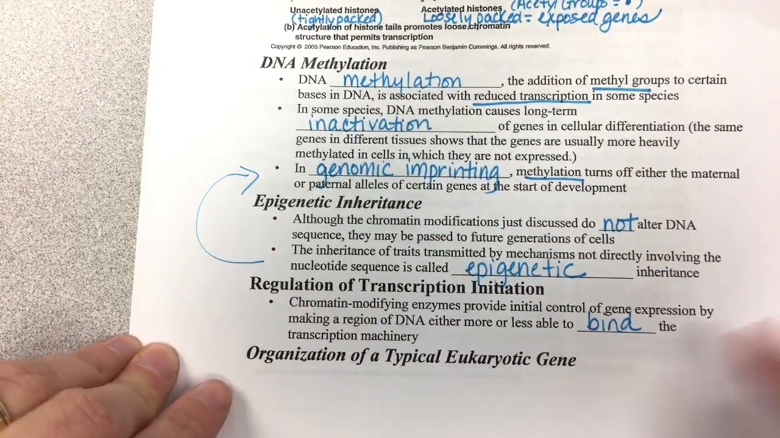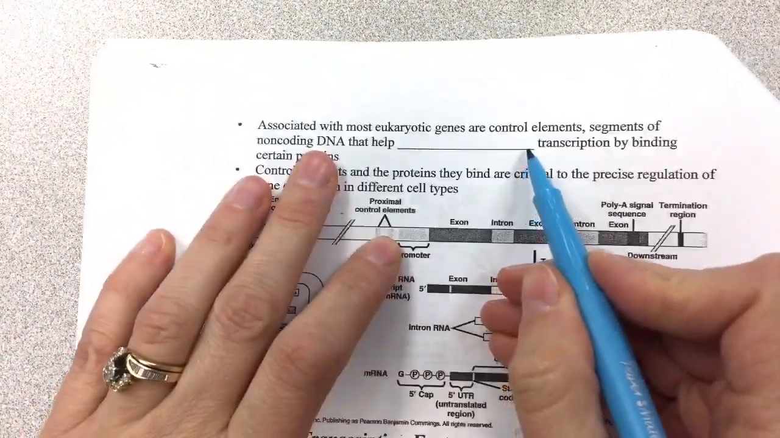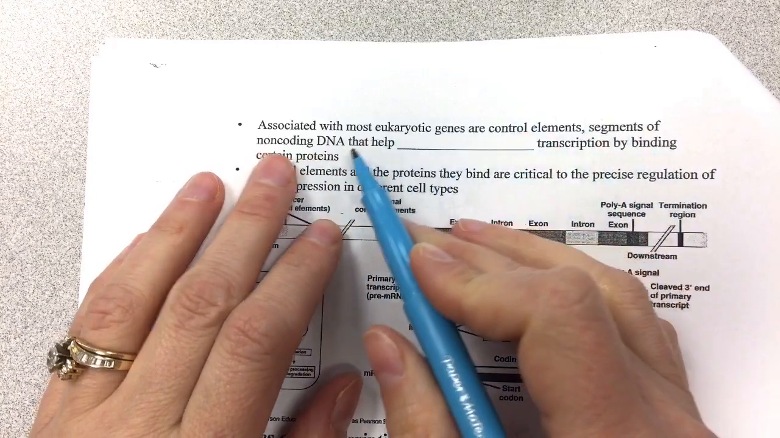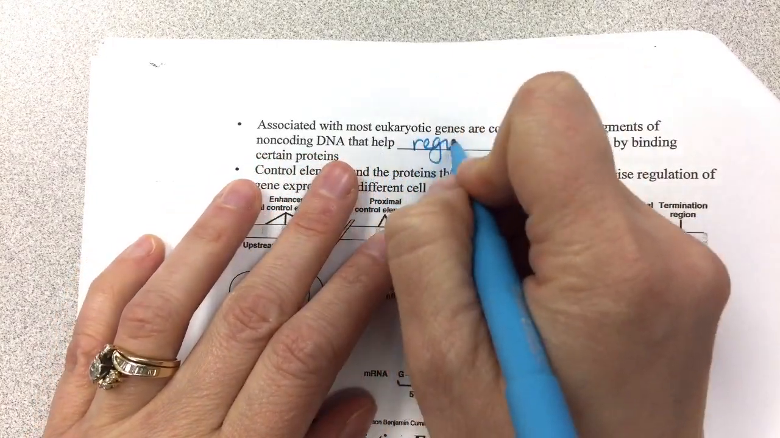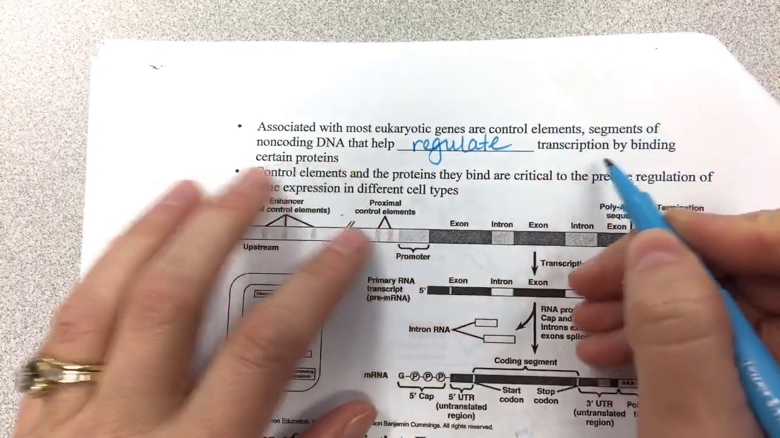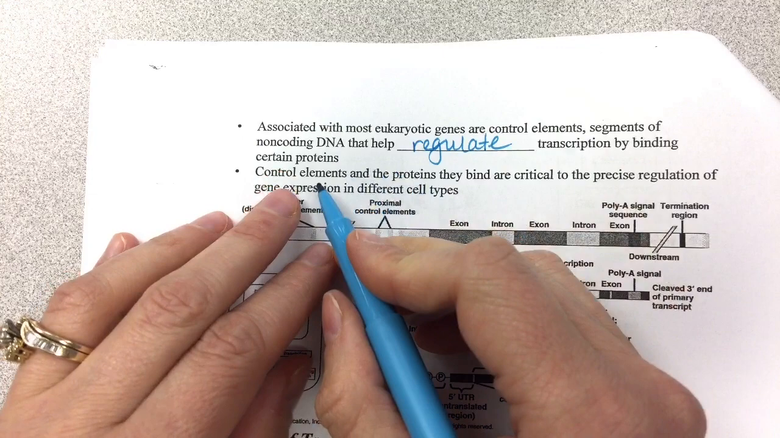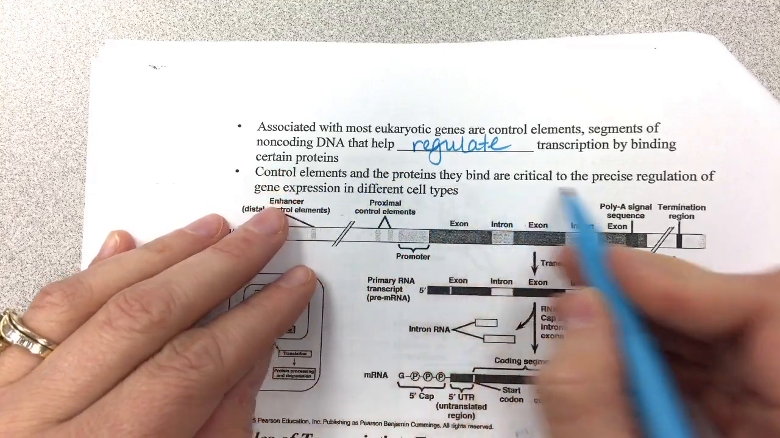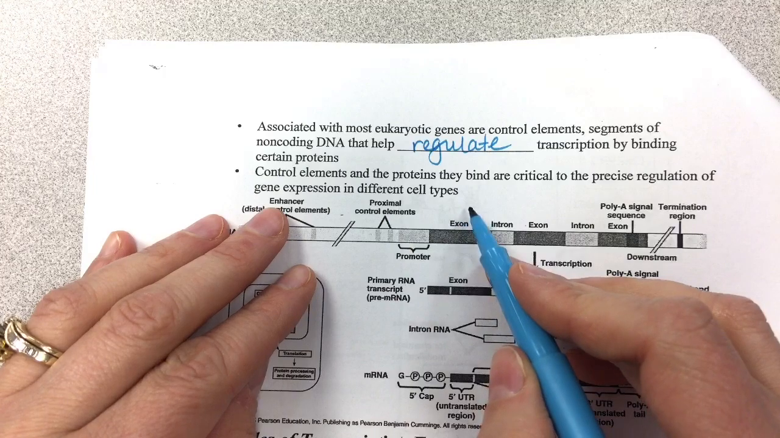So, organization of a typical eukaryotic gene. So let's turn the page here. All right, associated with most eukaryotic genes are control elements, segments of non-coding DNA that help regulate transcription by binding certain proteins. All right, so control elements and the proteins they bind are critical to the precise regulation of gene expression in different cell types.